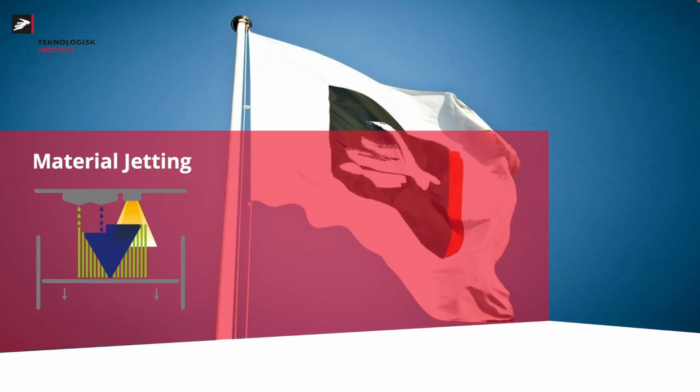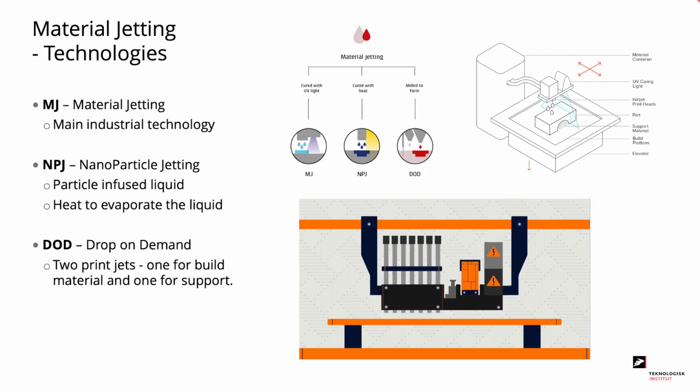Let's have a look at the material jetting technology. The material jetting technology can be divided into three sub-technologies. First being MJ, or material jetting itself. This is the main industrial technology. Then we have NPJ, or nanoparticle jetting. This is using particle-infused liquid and heat to evaporate the liquid. Then we have DOD, which is drop on demand. It uses two print jets, one for building material and one for support material.